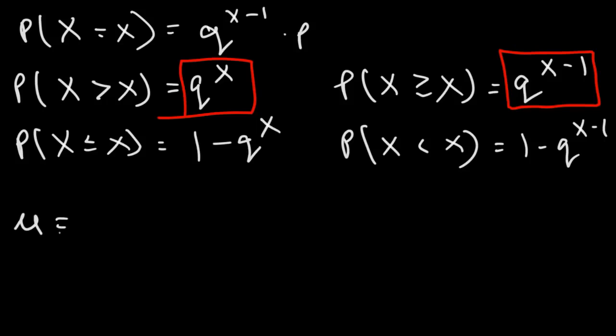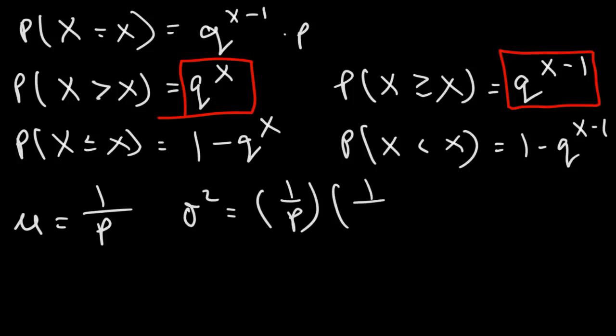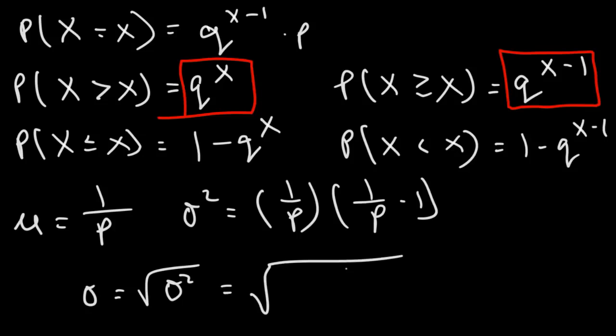Now the remaining three formulas that we've covered are the mean, which is 1 over p, the variance, which is 1 over p times 1 over p minus 1, and the standard deviation, which is the square root of the variance. But you can also use this formula to get it as well. It's the square root of 1 minus p over p squared.